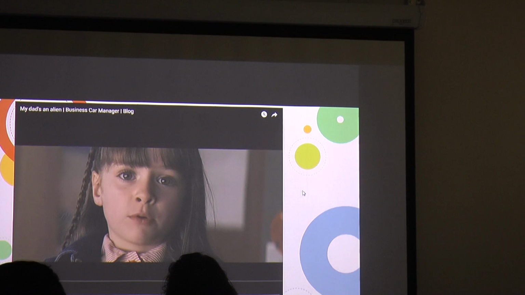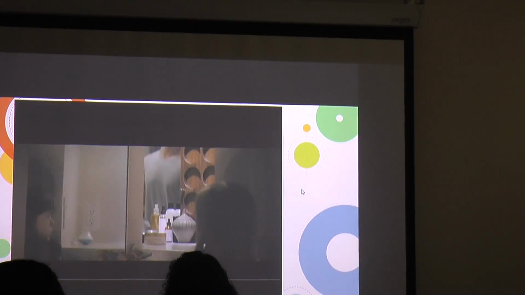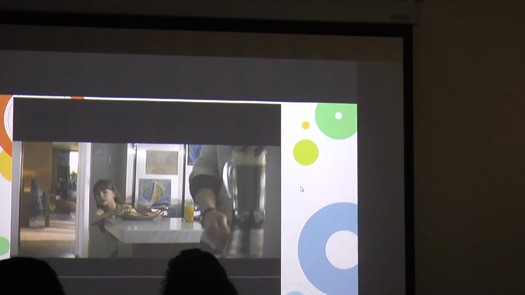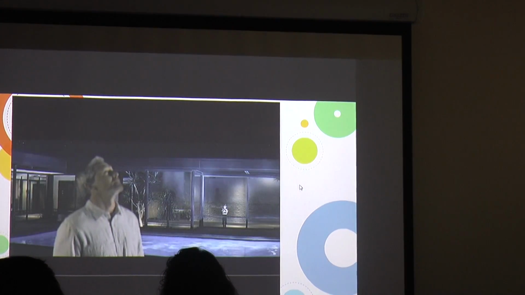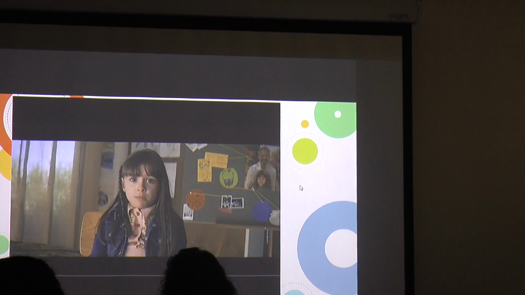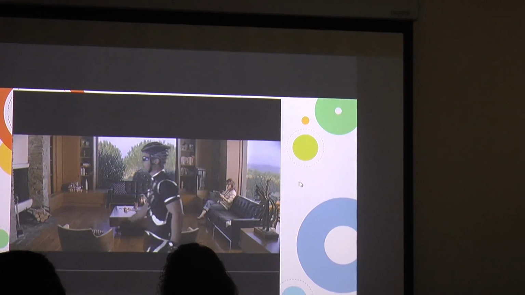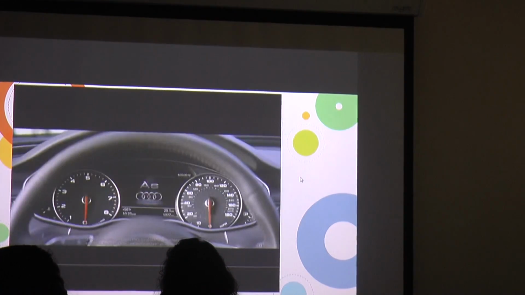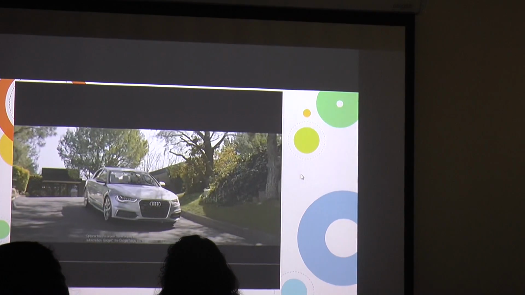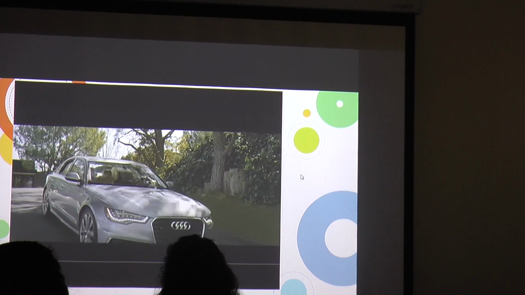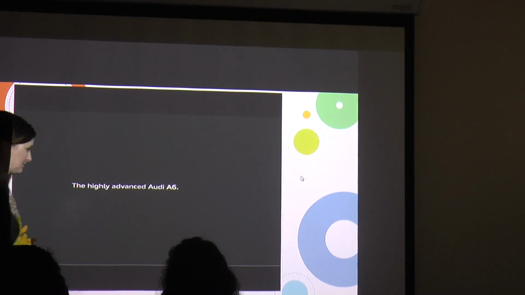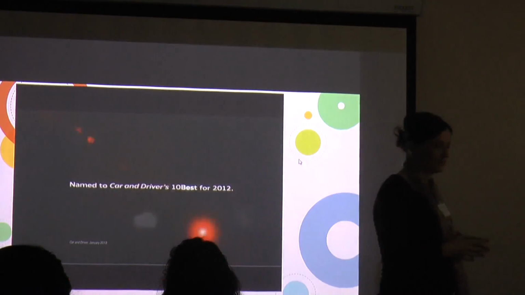I have evidence that proves my dad's a space alien. He speaks a weird language. He drinks green stuff. He says he's from Albuquerque. I'm not buying it. I mean, just look at him. And one more thing, he has a spaceship. The evidence doesn't lie. My dad is an alien. A highly advanced Audi A6 named to Car and Driver's 10 Best.